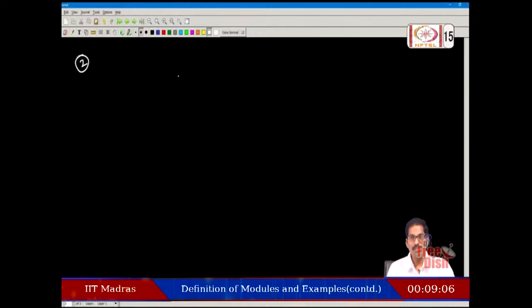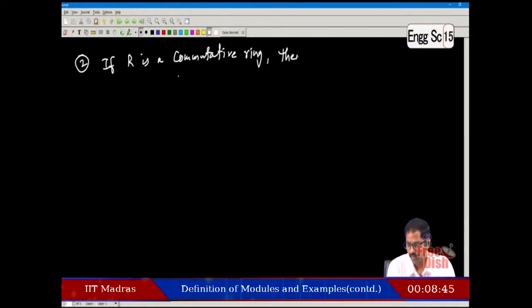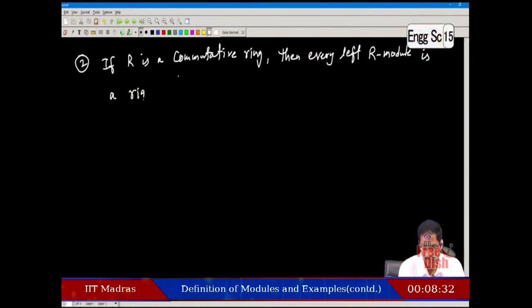One more remark: if R is a commutative ring, then every left R module is also a right R module and vice versa.